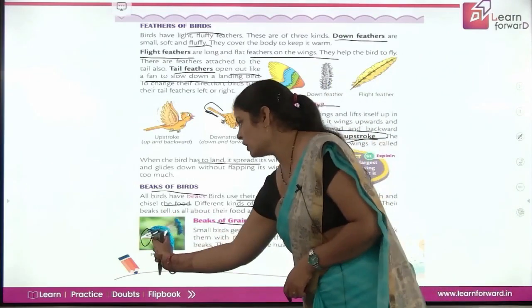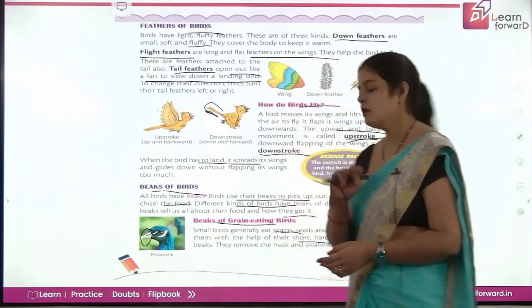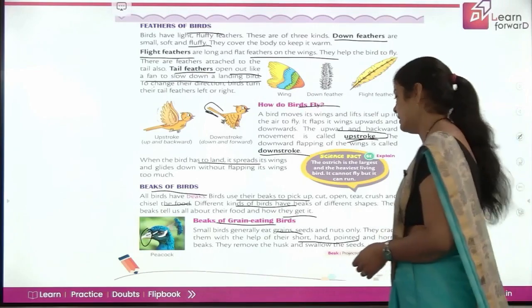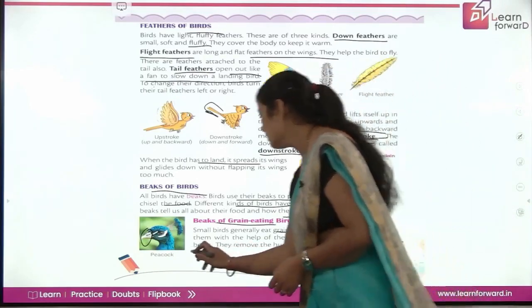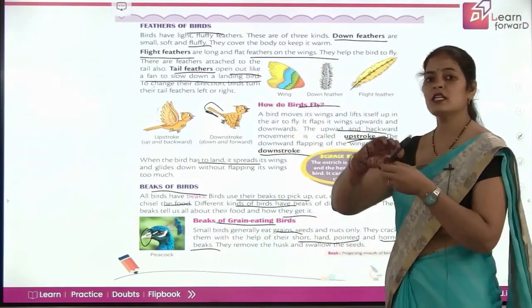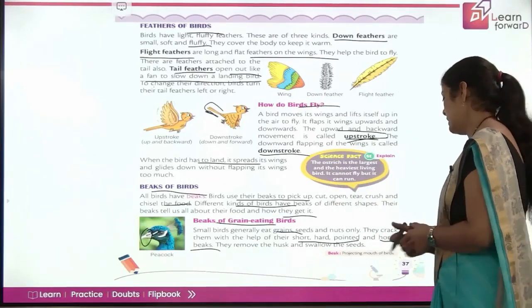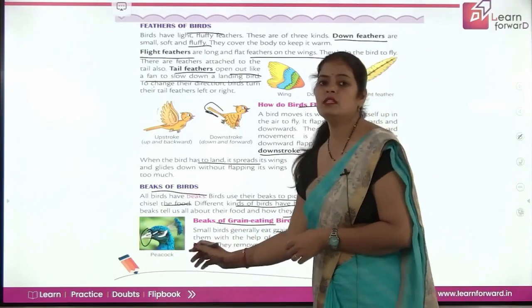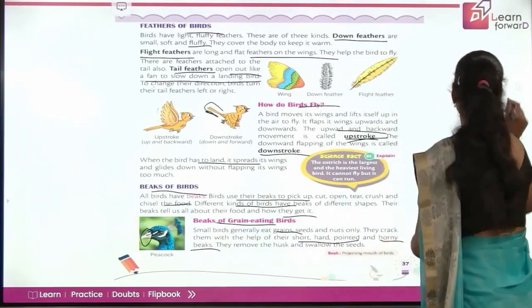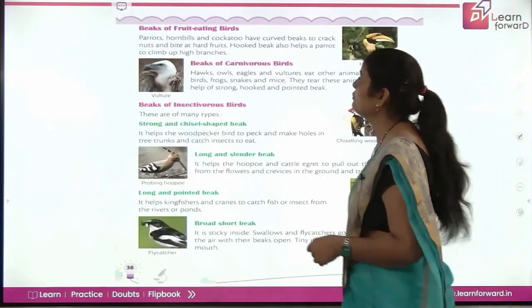beak. It is very short, hard, very pointed and horny. Horny beak means it is in the shape of a horn. They remove the husk and swallow the seed. Fine. Now, beaks of fruit eating birds.